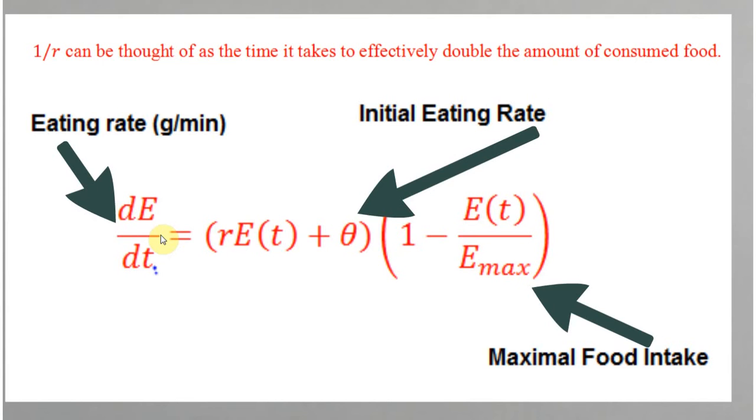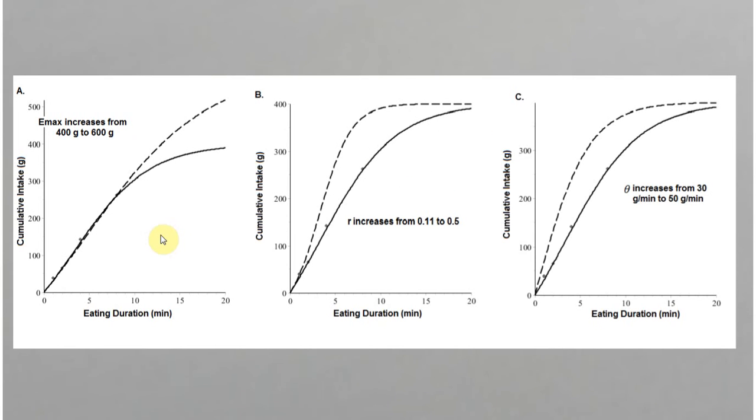The R is hard to describe. You can do some calculations, which we do in the manuscript, which is now under review at the American Journal of Clinical Nutrition. But 1 over R can be thought of as the time it takes to effectively double the amount of food consumed. Just to show you pictorially what these numbers do.